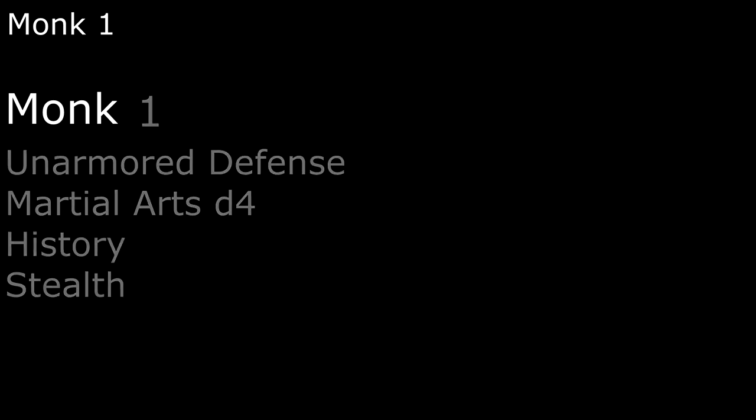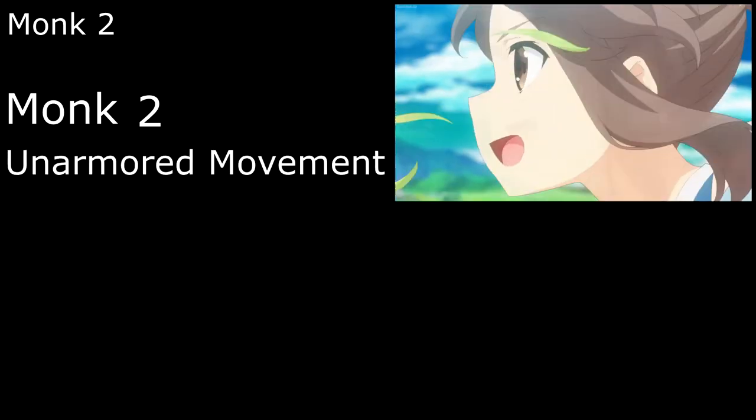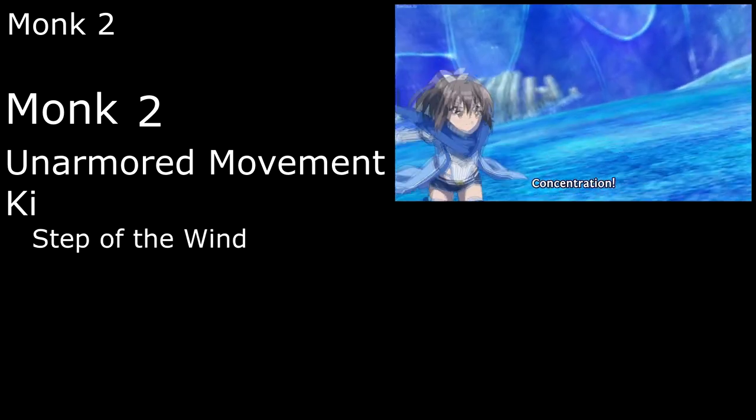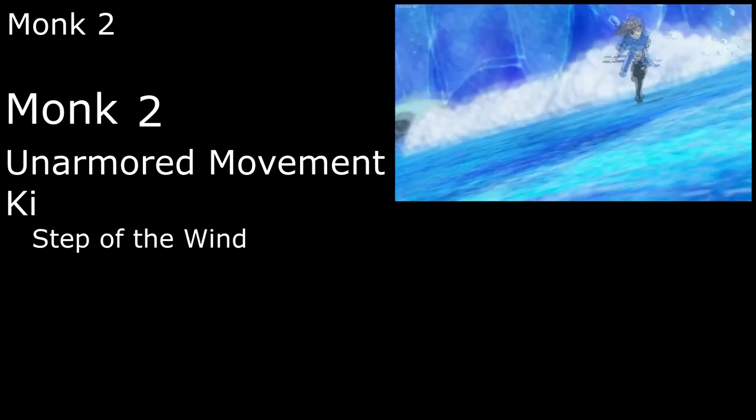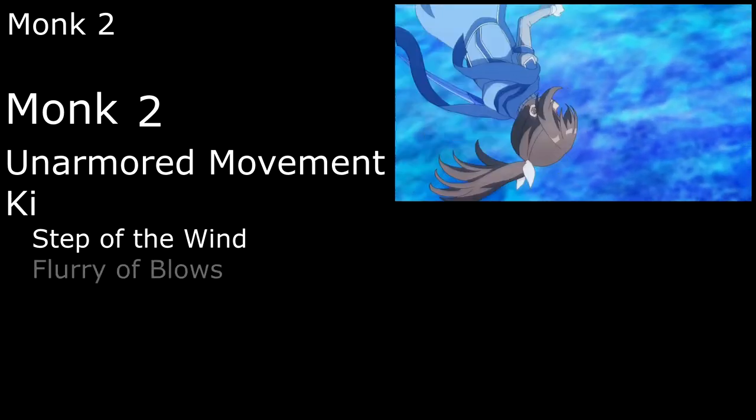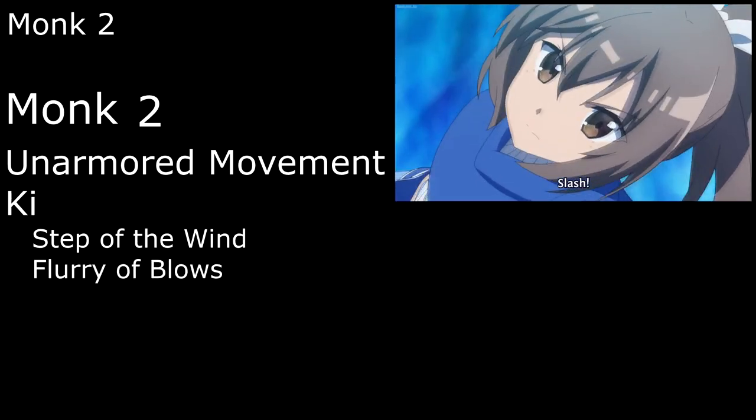At second level, we get unarmored movement to contrast with Maple's slowness, increasing our speed by 10 feet while we're not wearing armor. This does include our swim speed as well, and the increase will keep going up as we get more monk levels. We also get Ki, a pool of mystical points that fuel our monk abilities. Step of the Wind lets us dash or disengage as a bonus action, and doubles our jump distance for the turn. And Flurry of Blows lets us make 2 unarmed strikes as a bonus action after taking the attack action.